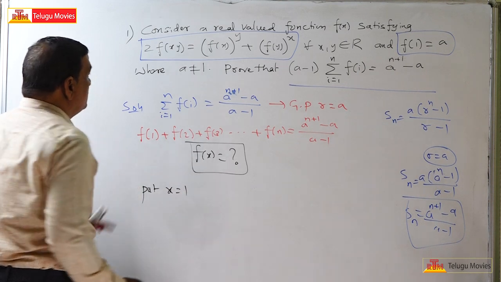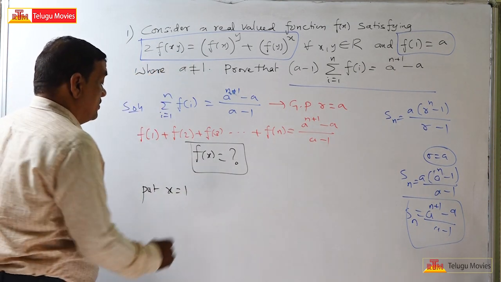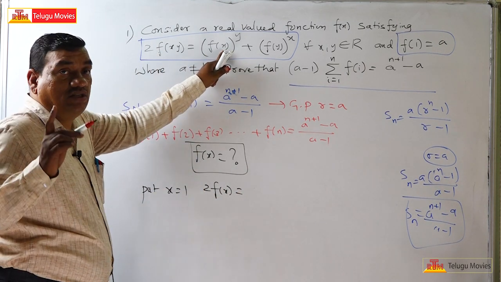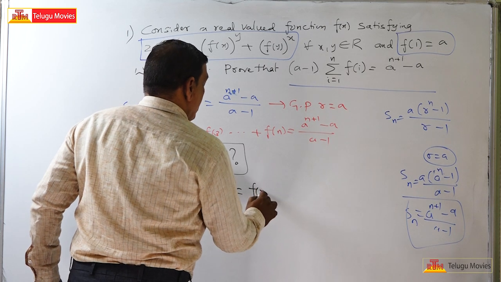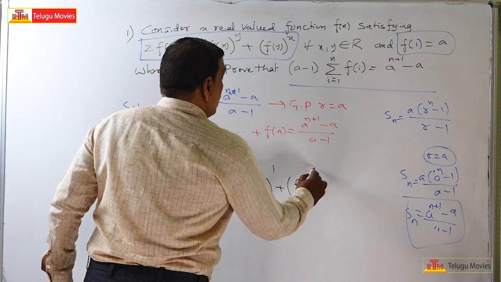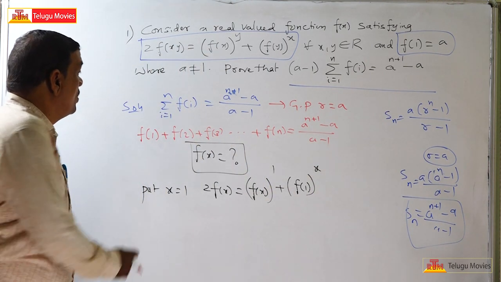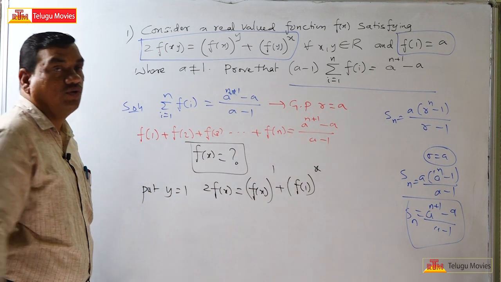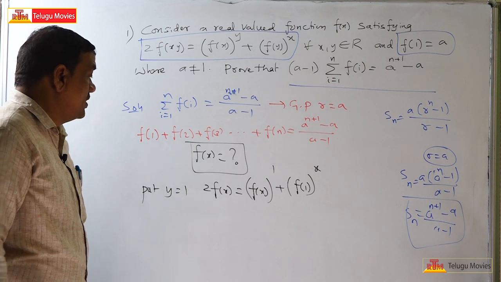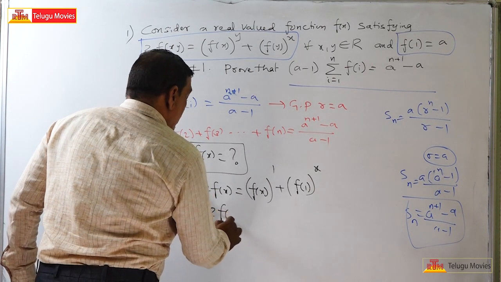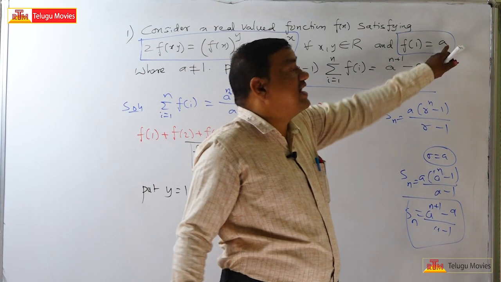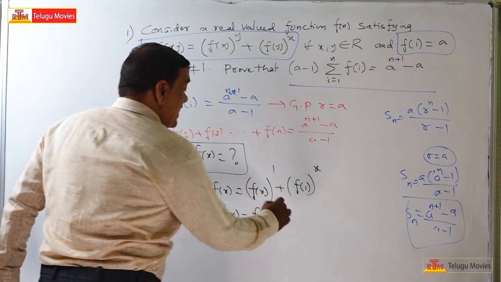Put x is equal to 1. See here what happens. 2 into f of x is equal to f of x to the power of 1 plus f of 1 to the power of x, where y is equal to 1. So we have to avoid y, we have to get f of x. So 2 times f of x is equal to f of x plus f of 1, and f of 1 is given as a.